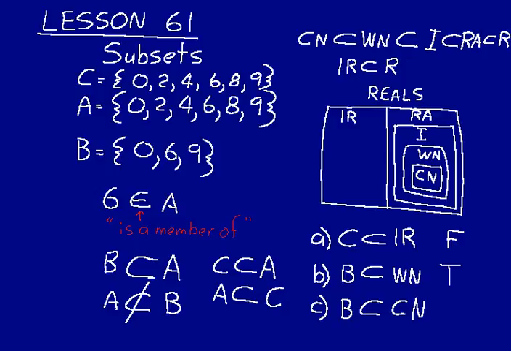And then practice problem C. B is a subset of the counting numbers, true or false? You just have to think, what are the counting numbers? Those start with 1, 2, 3, 4, 5, 6, 7, 8, 9, and so on. B has a 0 in there. 0 is not a member of the counting numbers, so we would not say that B is a subset of the counting numbers. And so that is false.